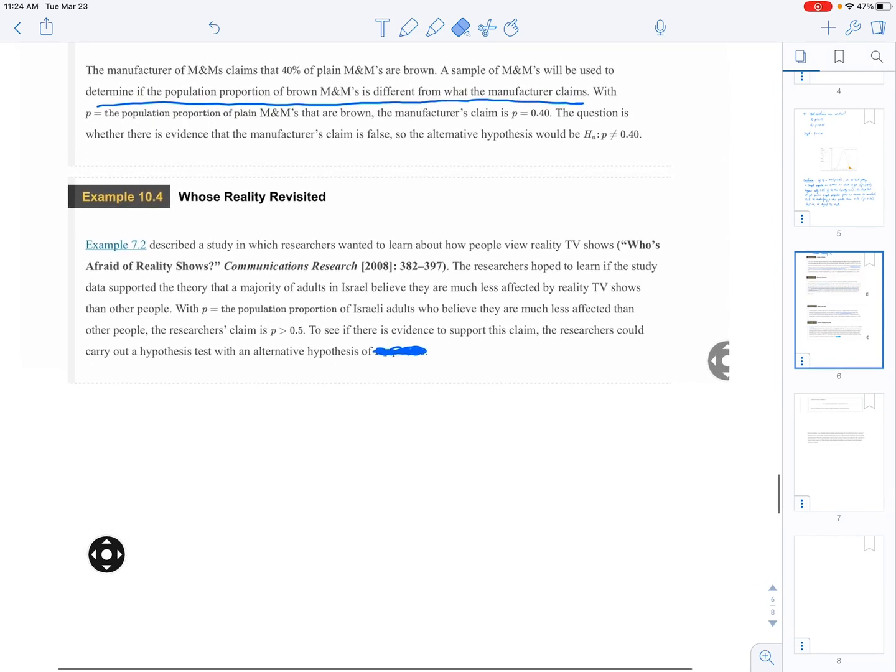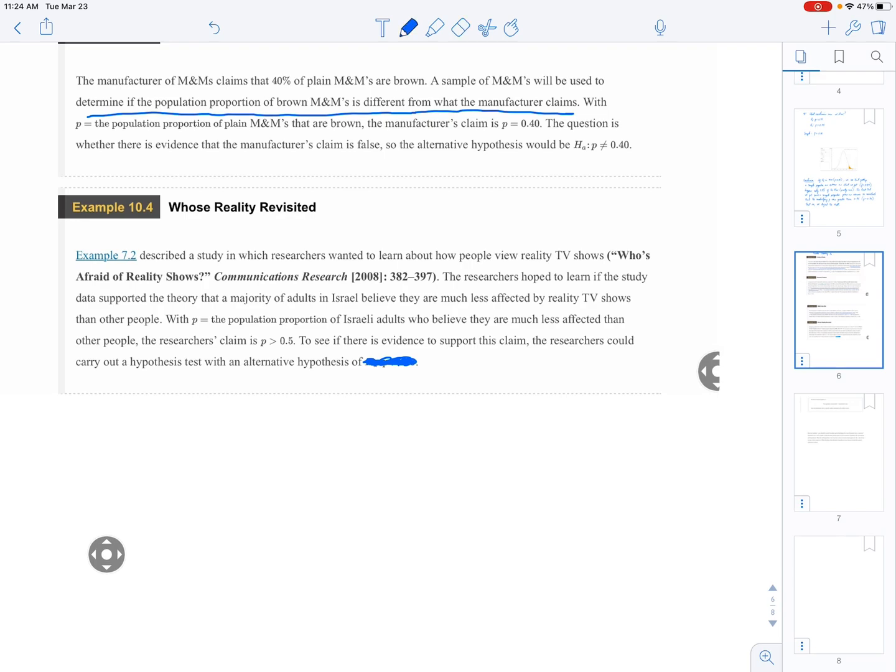And then finally, last example: you have a study where data supports the theory that a majority of adults in Israel believe they are much less affected by reality TV shows than other people. So in other words, p is the population proportion of Israeli adults who believe they are much less affected than other people, and you want to test if p is greater than 0.5. So that's your alternative hypothesis. So constructing your alternative hypothesis is super important because obviously that's the only claim that you can have data to support.